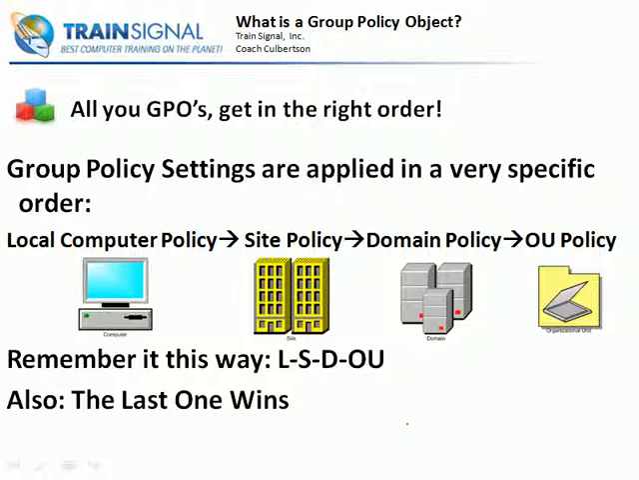Here's another thing, okay? When you're using group policy, it's applied in a very specific order. And here's that order. First of all, whatever is on the local computer policy happens first, okay? So let's say that on the local computer policy, we've decided that no users can put anything onto the desktop. Okay, well then they're locked out of the desktop. That's it.